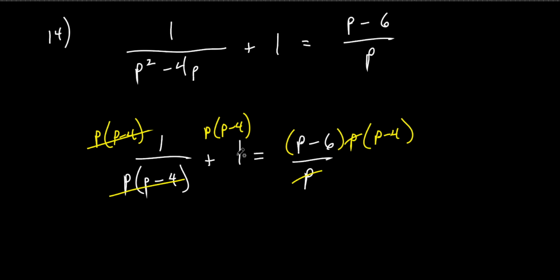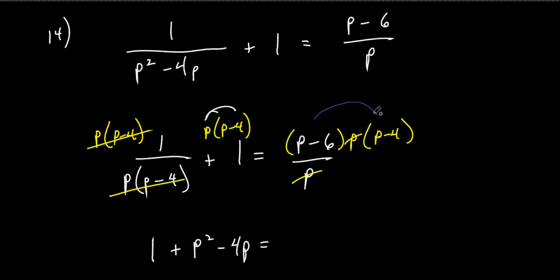All right? Let's see what we have left over. After canceling all that stuff, what am I left with here? Just a 1. Plus, what's this going to be? P times p minus 4. But let's go ahead and distribute right now. So that'd be p squared minus 4p. What cancels out here? Those two.